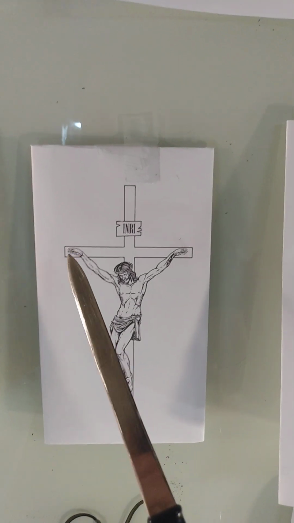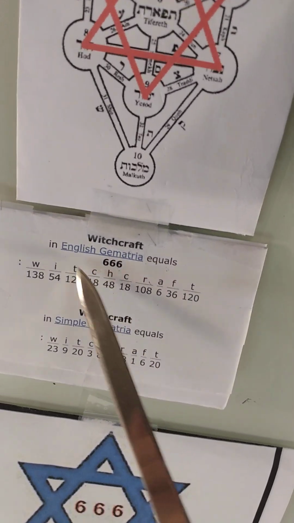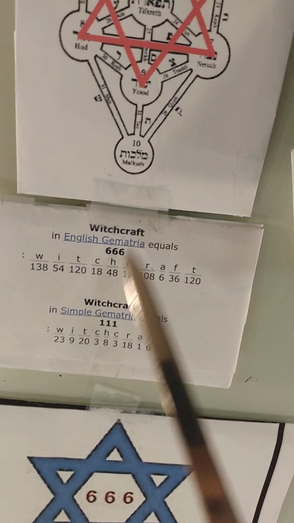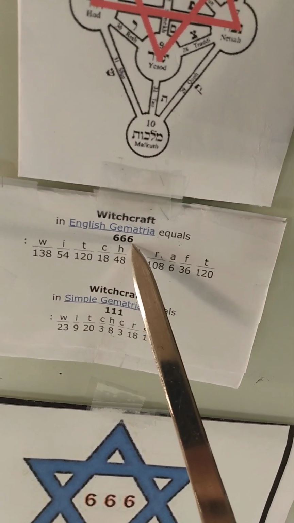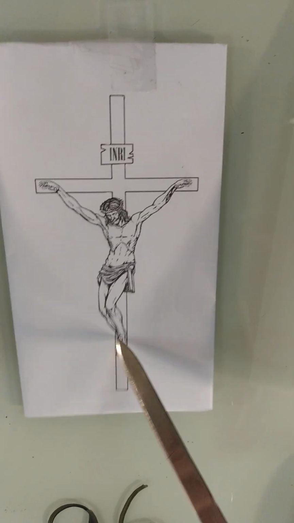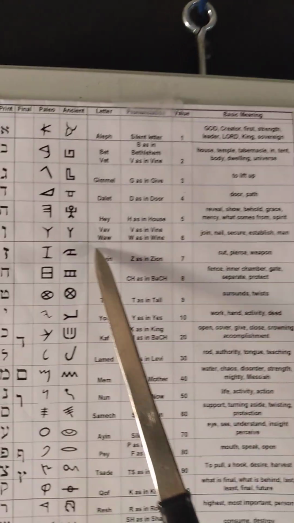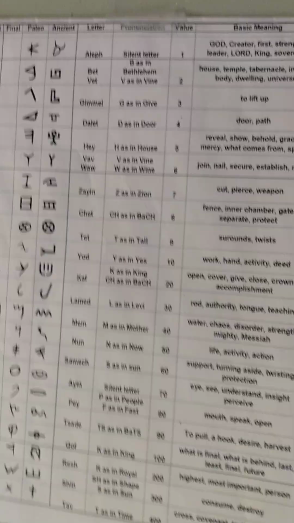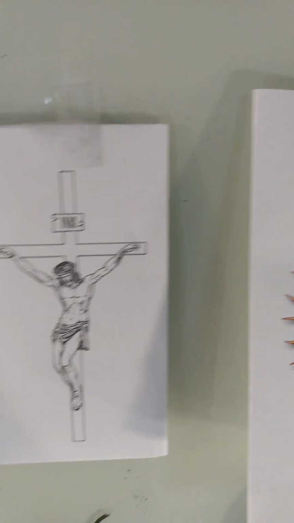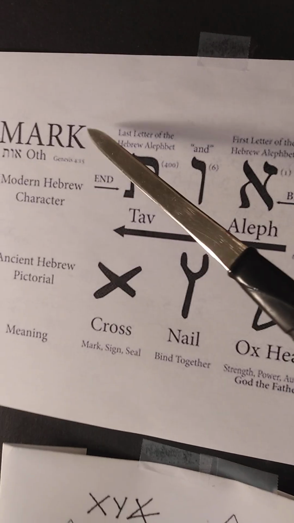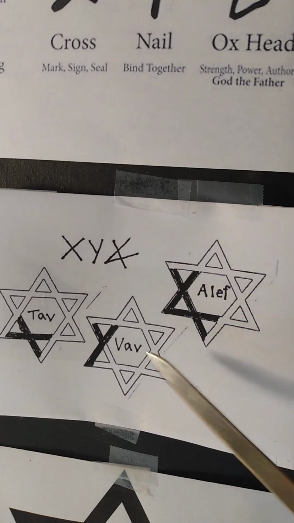Well, witchcraft is 666 in English gematria. If you put in the word witchcraft, you will get the result 666. And 666 is represented by the nail over here, one here, and one here. 666 through witchcraft, which is the nail. So there you go. This was created out of witchcraft.